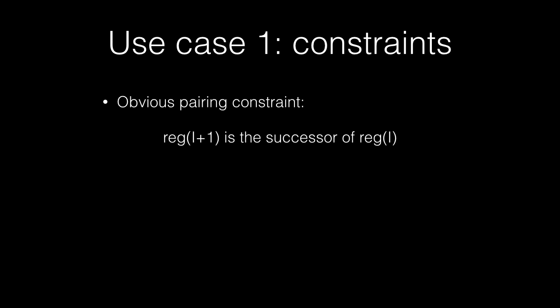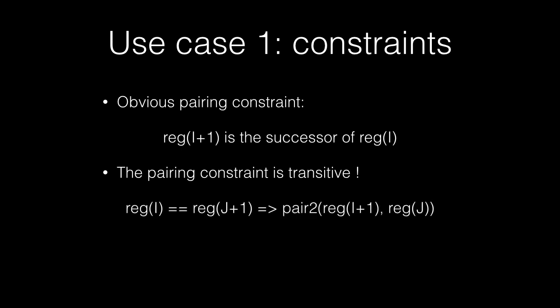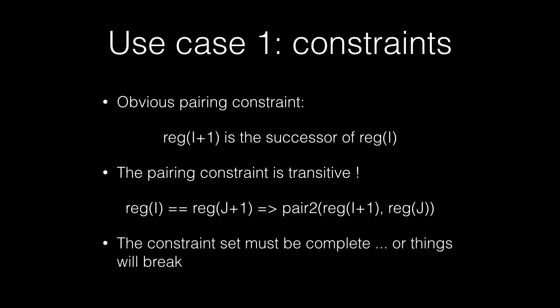The problem is that the pairing constraint is transitive. What I mean there is that if you have one pair of registers and you have a second pair of registers, then if one element in the pair is shared, now we have a relationship between those two registers. And this has to be described in the constraint set. If your constraint graph is not complete or consistent, then the PBQP solver will give you some strange results. So this was my experience about 2 years ago.